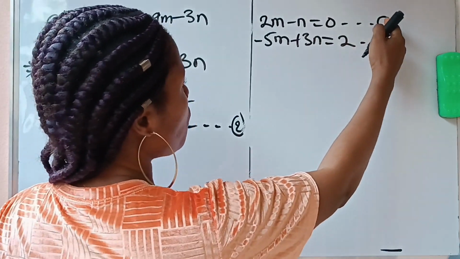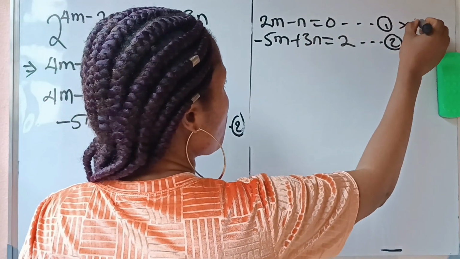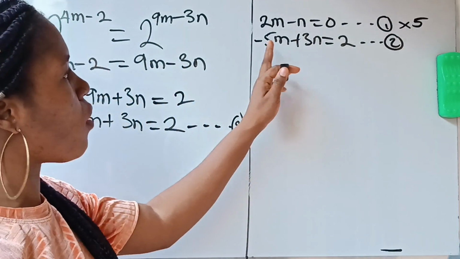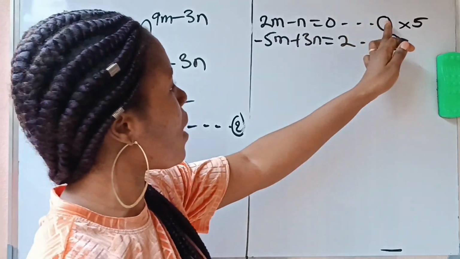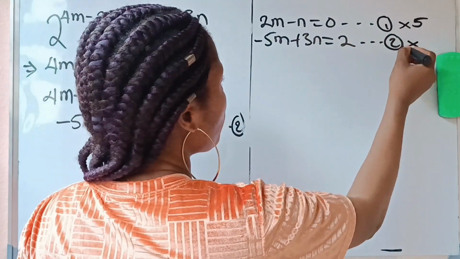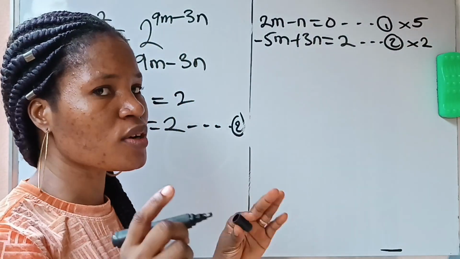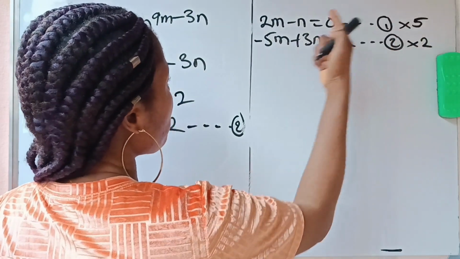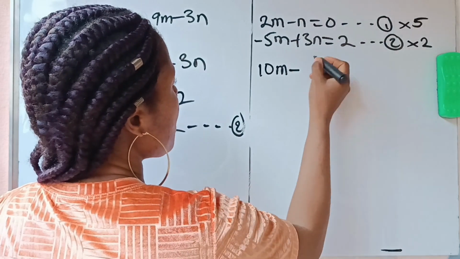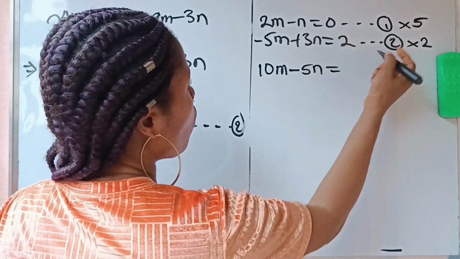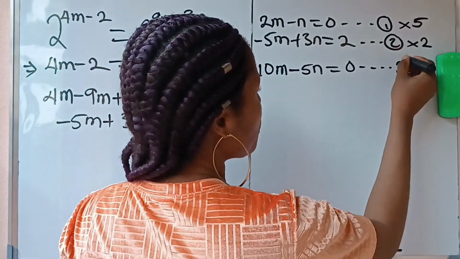What do I mean? This equation 1 now, I will multiply by this 5, the coefficient of m in equation 2. Forget the negative sign, okay? Just forget the negative sign. So I'm going to multiply equation 1 by 5, and I'll multiply equation 2 by this 2. Okay, I will interchange their coefficients and multiply. Just see how it's going to play out. 5 times 2m will give me 10m, okay? Minus 5 times n will give me 5n. Is equal to 5 times 0 will give me 0. Do you understand? So this becomes equation 3.